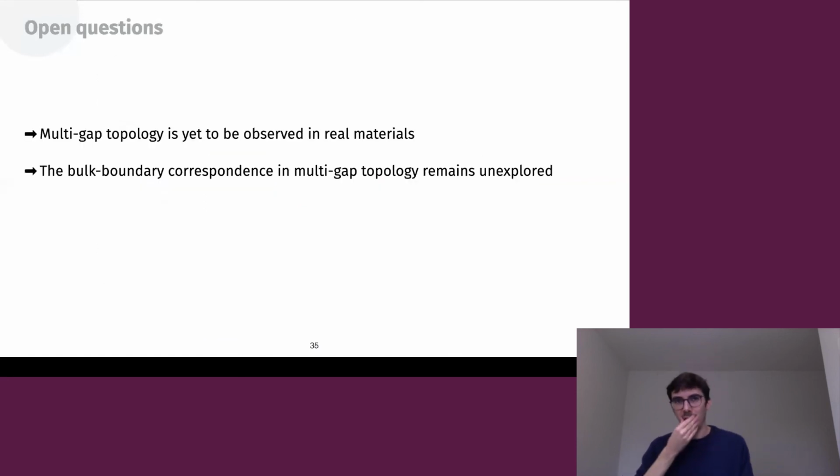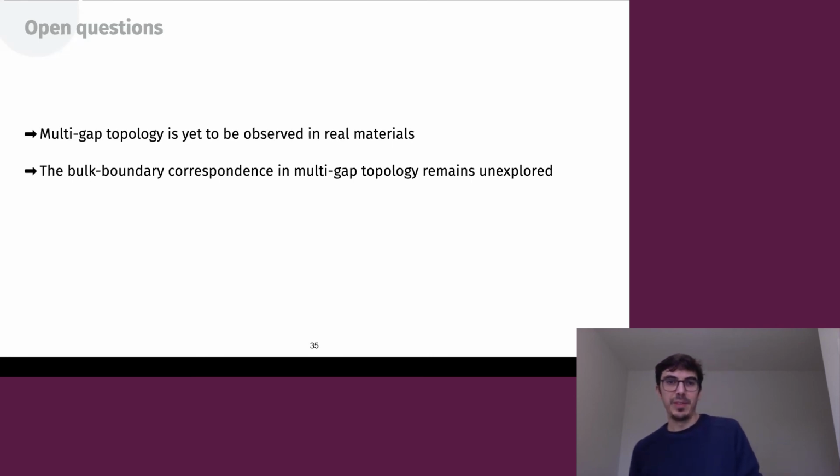Okay, so the open questions here are much bigger than in single gap topology, because as I said, multi-gap topology is yet to be observed in real materials. So it has been observed in some artificial materials, but not in real materials. And we think that one of the reasons is because the efforts to observe it in electronic systems may not be the best approach because of the limitation of Fermi-Dirac statistics. So we have a very concrete proposal as to how to observe it in phonon systems, and we think that's the way forward for multi-gap topology.